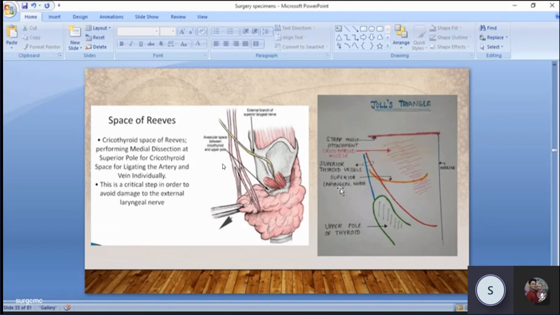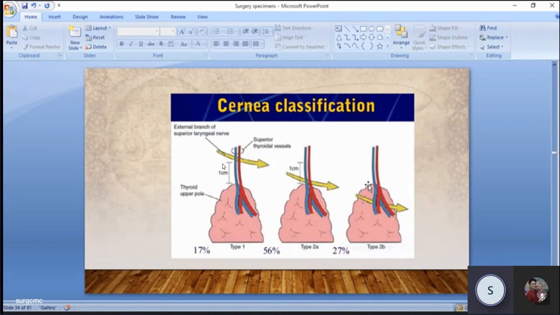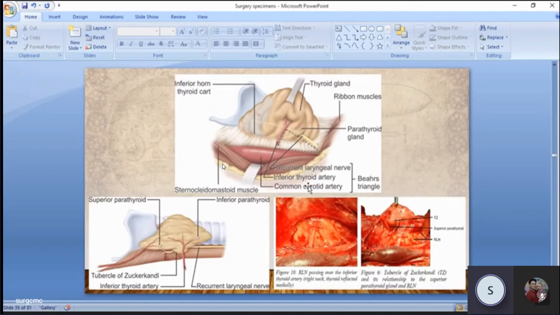In Joll's triangle, what is mainly important is the external laryngeal branch of the superior laryngeal nerve, which crosses the superior thyroid artery. On crossing that superior thyroid artery, there is a classification known as the Cernea classification. You should know what the Cernea classification is. It is a classification of anatomical variation of the course of the external branch of the superior laryngeal nerve in respect of the superior thyroid artery. These are not important, that is for postgraduates. Okay, you should also know how the Zuckerkandl tubercle is important.